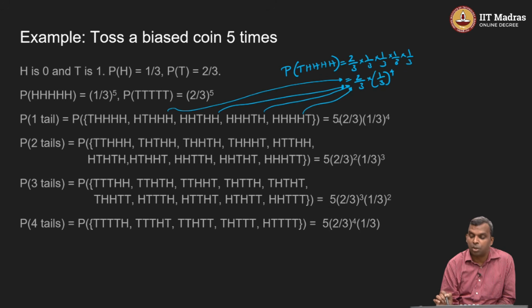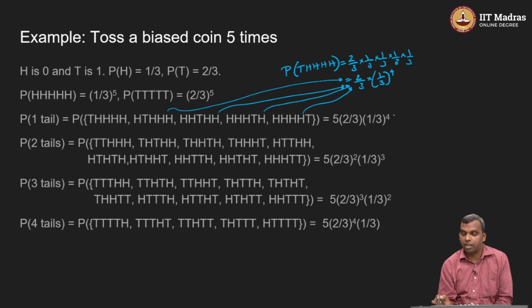In the uniform case, you simply got 5/32. It was very easy to just simply add the outcomes. Here, you have to add the probability of each of the outcomes. And luckily, as long as you have one tail, the probability that you have a single tail in this sequence is always the same, 2/3 times (1/3)^4. So you don't have to really change the probability for each of these outcomes. It is just 2/3 times (1/3)^4. You add up 5 of them, so you get 5 times 2/3 times (1/3)^4.